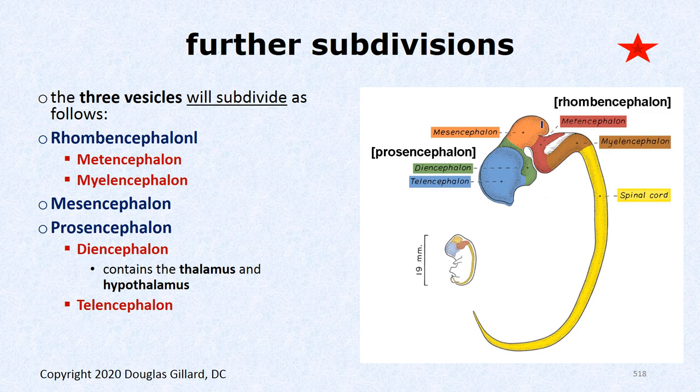The mesencephalon doesn't subcategorize at all. It just hangs out. But the rhombencephalon splits into a metencephalon and a myelencephalon. So this splits into regions. This will become the medulla oblongata and will connect to the spinal cord at the foramen magnum. And yeah, there's our little human with a little brain.